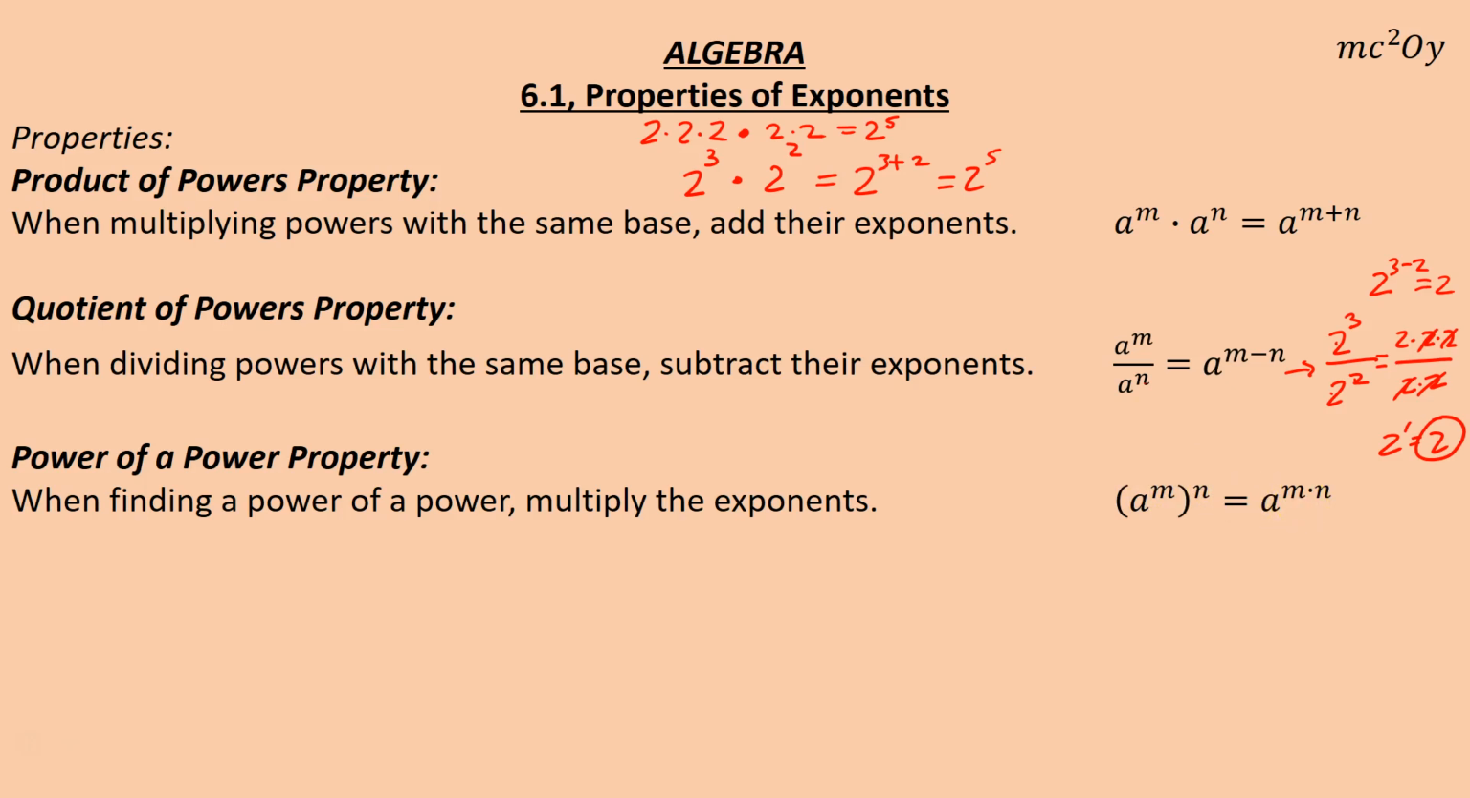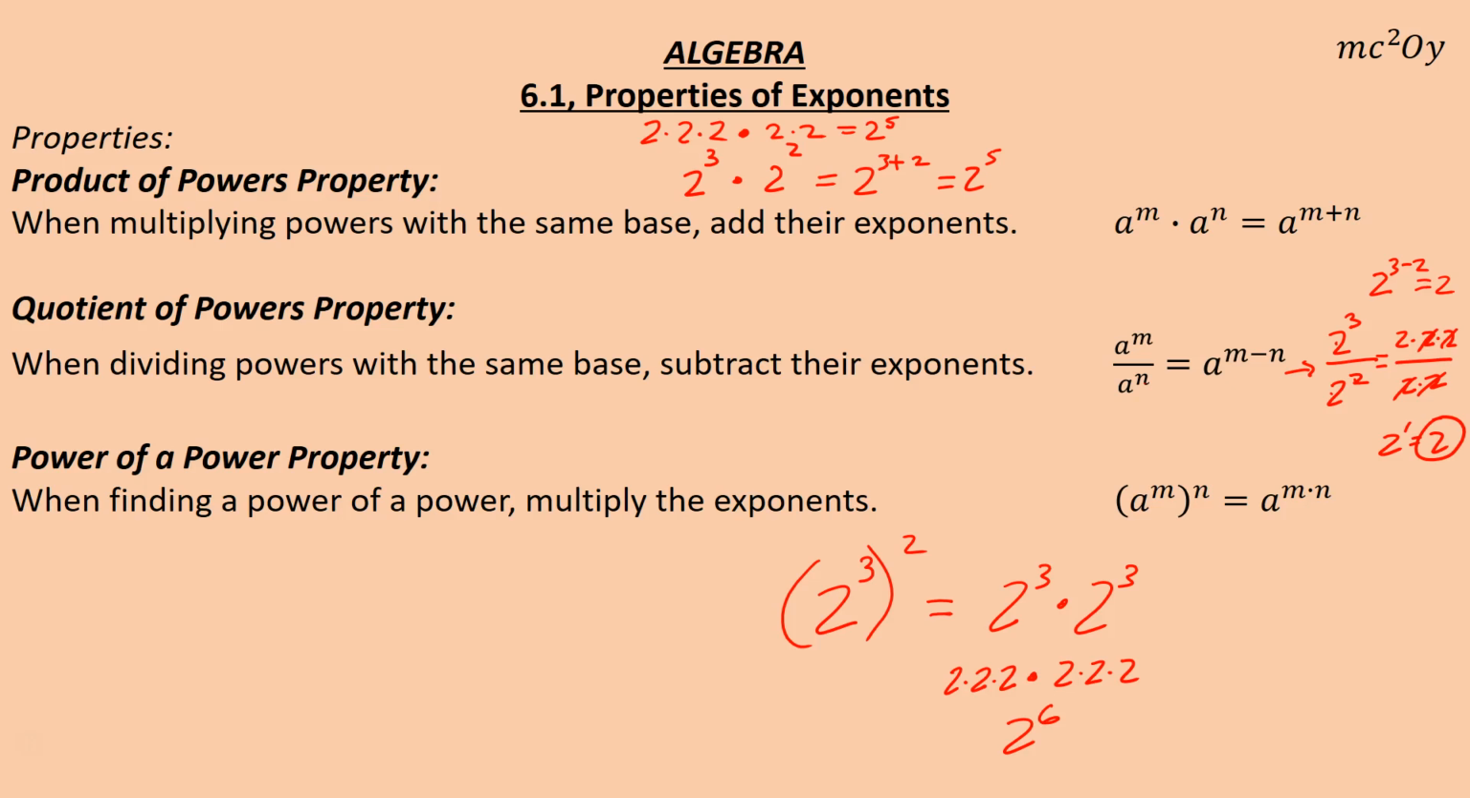So once again, what that actually means: if I have 2 to the 3rd power, and I am squaring that. Well, this 2nd power squared means I have 2 of these things. So that really means I have 2 to the 3rd times 2 to the 3rd. And we know that 2 to the 3rd times 2 to the 3rd means 2 times 2 times 2 times 2 times 2 times 2, which is 2 to the 6th.